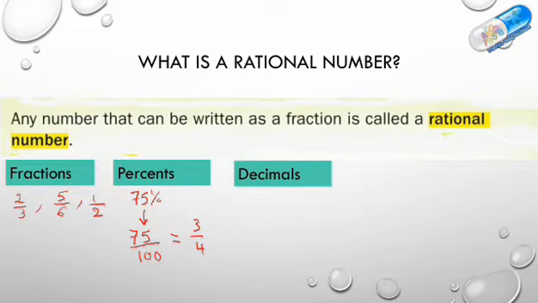Another form of a rational number is a decimal. For example, 0.6. Why is a decimal like 0.6 a rational number? Because we can write it also as a fraction like 6 over 10, and then we can simplify it by dividing by 2 up and dividing by 2 down to be 3 over 5. So, as you see, they are all fractions. So, we can call fractions, percents, and decimals, all of them rational numbers.